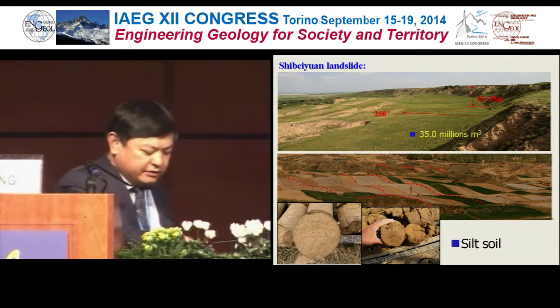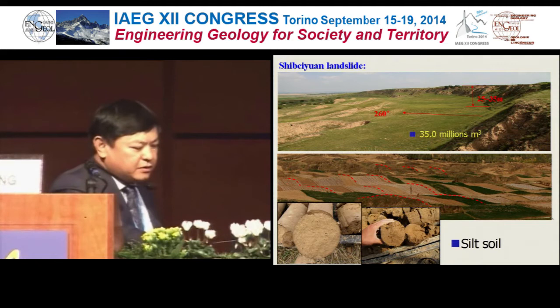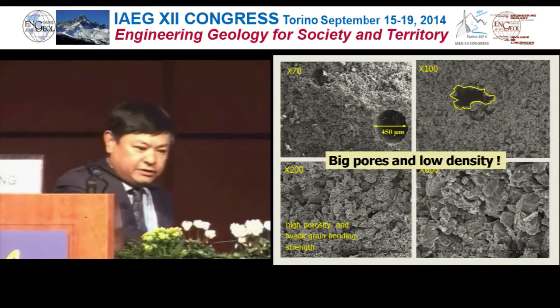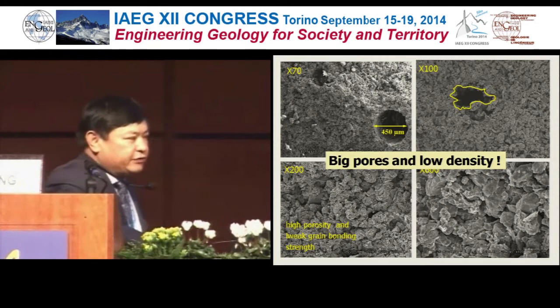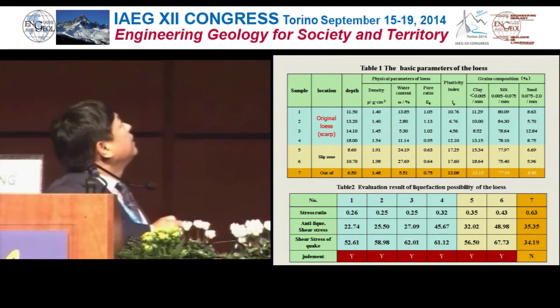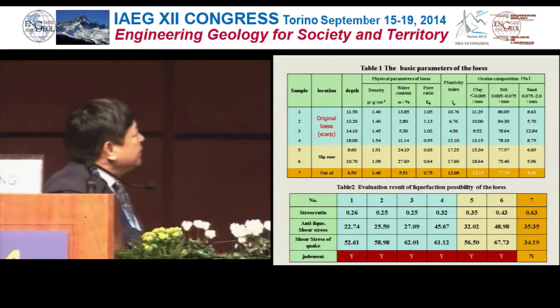According to our observation of the mechanism of this kind of landslide, the most important finding is that we think this phenomenon is due to liquefaction of the loess. This is the loess. It has a big porosity and a lower density. From the microscope, you can see a lot of big pores. This is the original loess. This table shows the basic parameters of the loess, also showing lower density, big pores, and it's a kind of sealed soil.